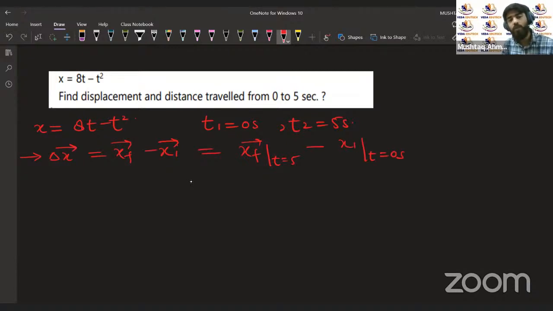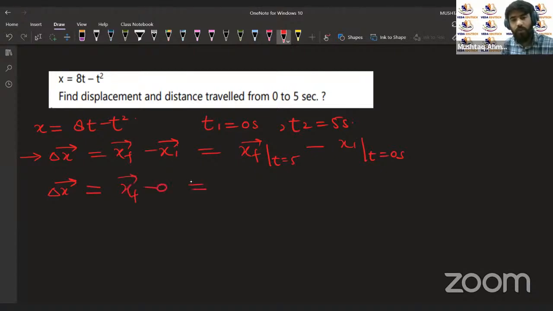You can see that the position vector at time t equal to 0 seconds is 0. It means that at time t equal to 0, the particle was at the origin, and the displacement will be equal to x final vector, and the initial position is 0.